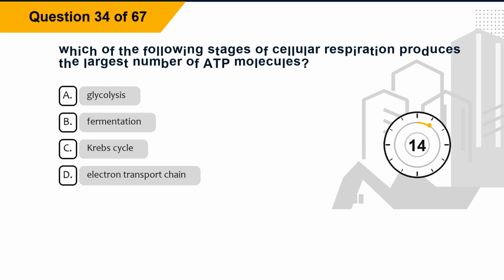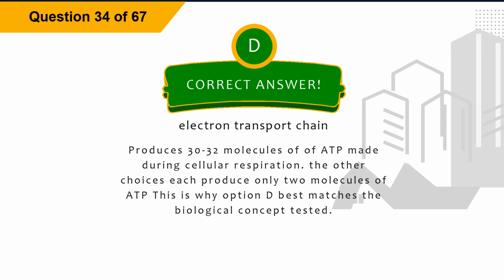Question 34. Which of the following stages of cellular respiration produces the largest number of ATP molecules? Option A, glycolysis. Option B, fermentation. Option C, Krebs cycle. Option D, electron transport chain. The correct answer is option D, electron transport chain. Explanation. The electron transport chain produces 30-32 molecules of ATP made during cellular respiration. The other choices each produce only 2 molecules of ATP. This is why option D best matches the biological concept tested.